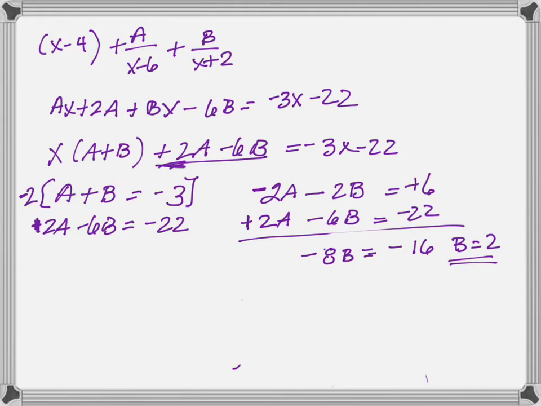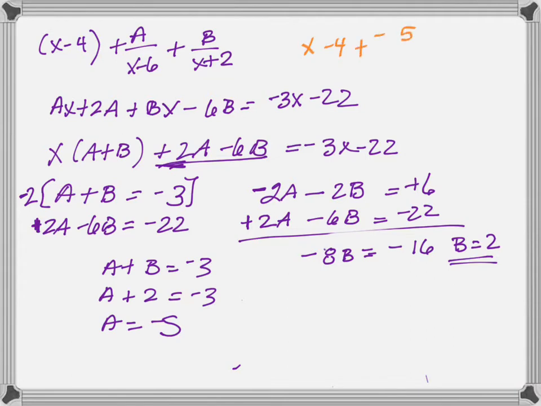All right, so we have b is 2, and a plus b equals negative 3. So a plus 2 is negative 3, so a is negative 5. So back up here, our answer is x minus 4 plus negative 5 over x minus 6 plus 2 over x plus 2. And there we have it.